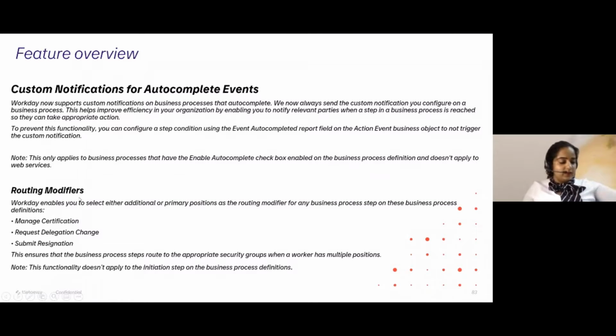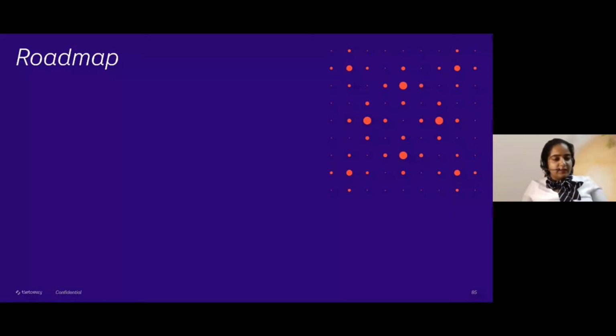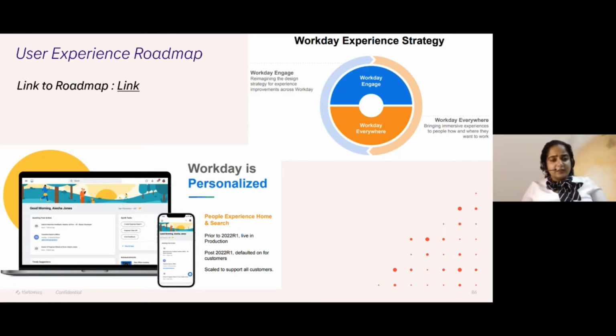I think I'll not get much into detail of this. Moving to, since we just have last 10 minutes, I think, moving to the roadmap, what Workday has with respect to the user experience roadmap and people experience roadmap is that they really want to personalize the people experience homepage. So prior to 2022 R1, it was live in production, then default. Now it is defaulted for all our customers, and now it is scaled to support all the customers.